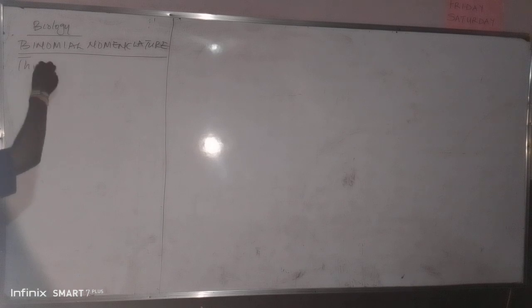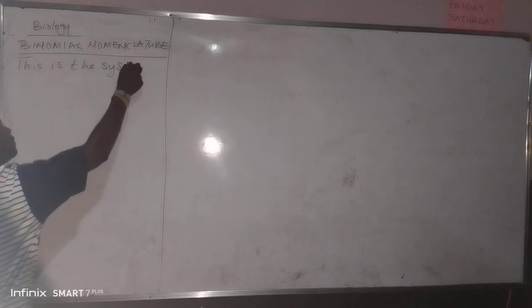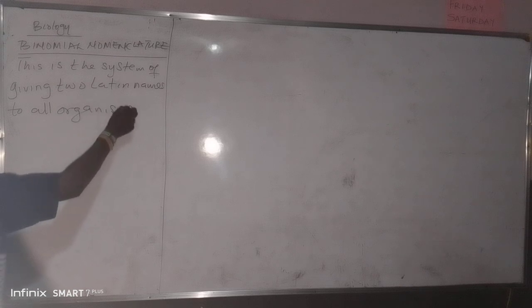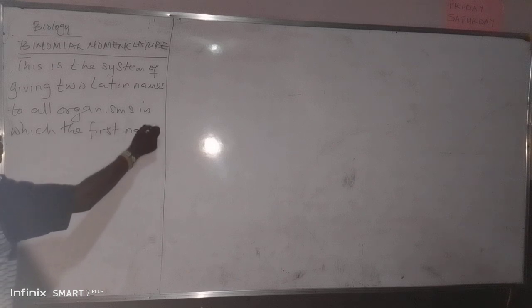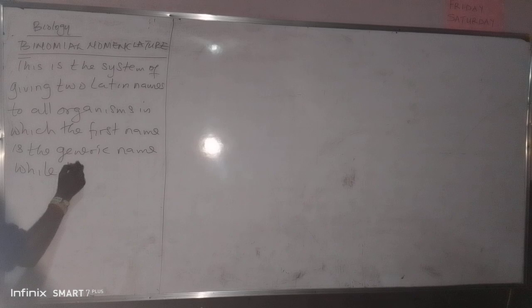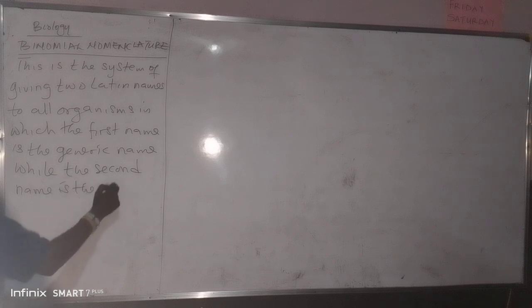So this is the system of giving two Latin names to all organisms, in which the first name is the generic name, while the second name is the species name. So that is binomial nomenclature.